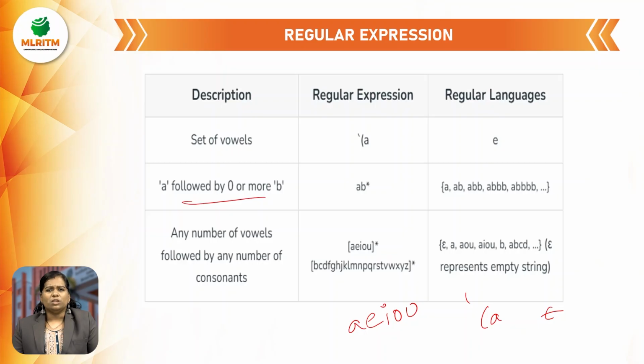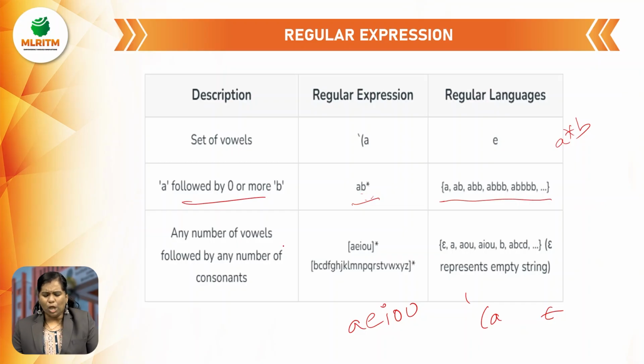A is nothing but a 0, but it is followed by the B star, means A is a 1 and B is n number of B's. A star B means n number of A's with 1 B. Here A B star means 1 A with n number of B's.